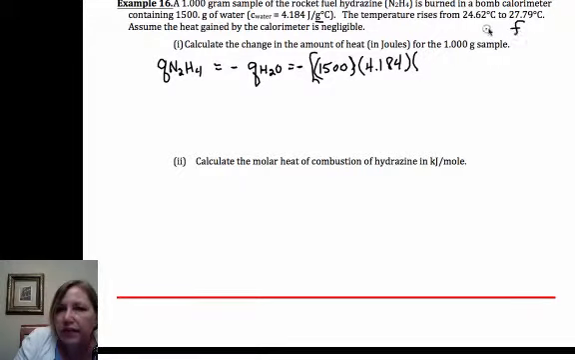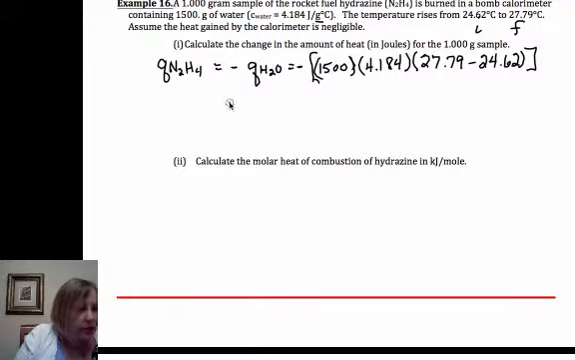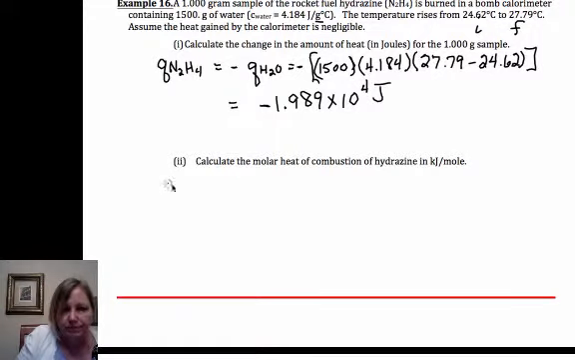We always do final minus initial. So it's 27.79 minus 24.62. And so I would get minus 1.989 times 10 to the 4th joules.